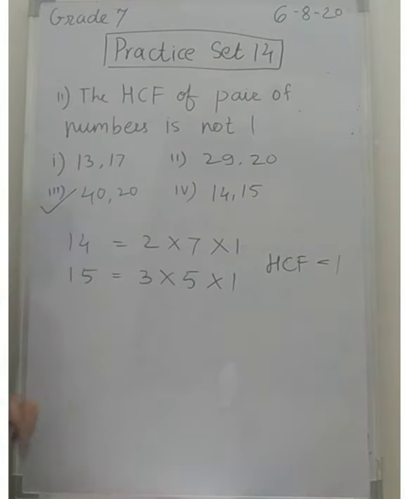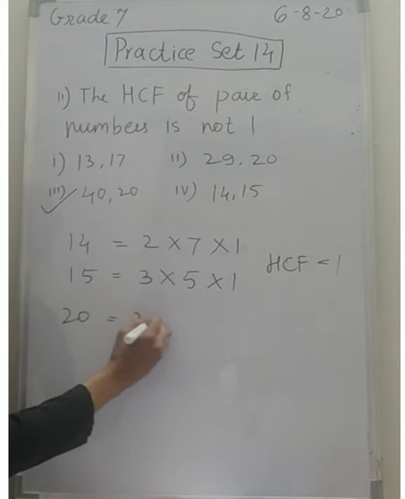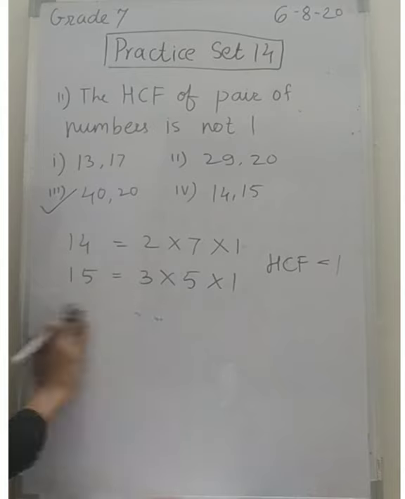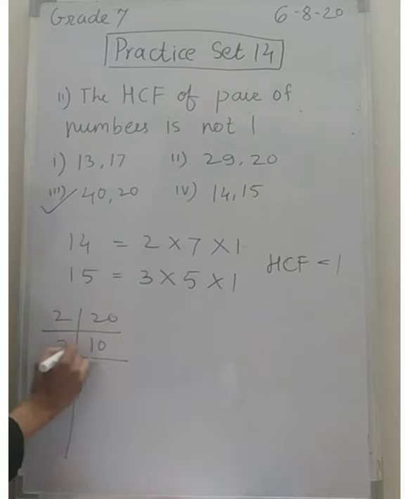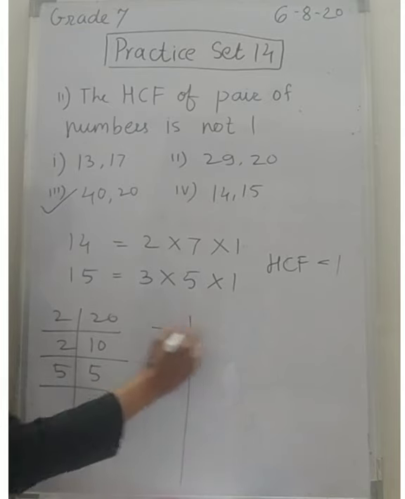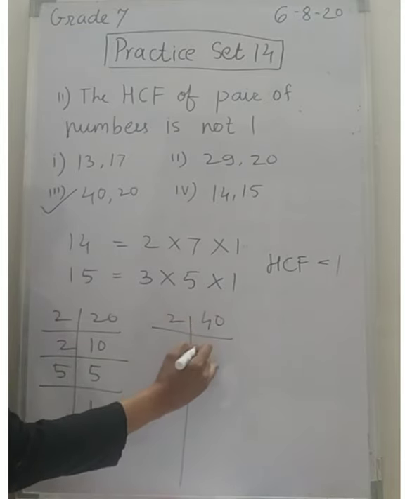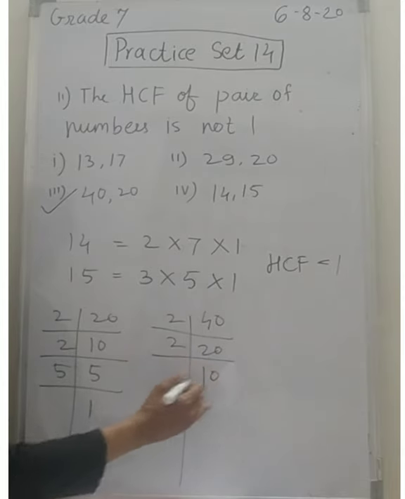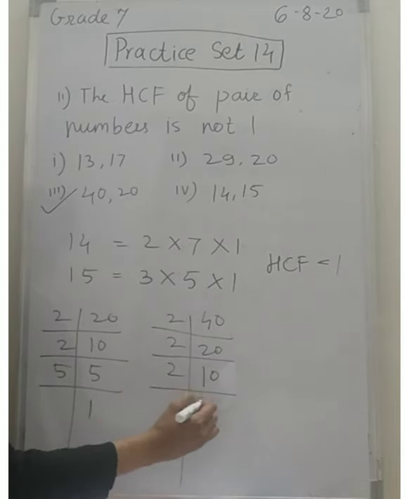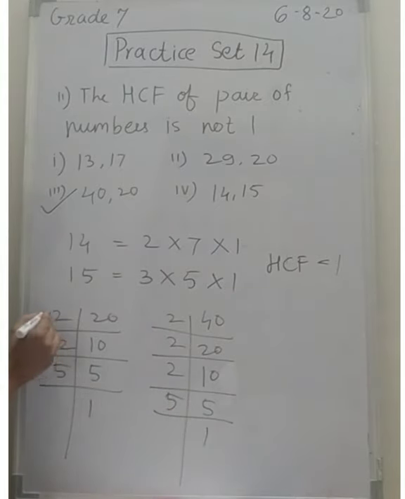They have different HCF. If you want to check, you can just find the factors of it. How will you find the factors? 20: 2 tens are 20, 2 fives are 10, 5 ones are 5. And in case of 40, 2 twenties will give you 40. 2 tens are 20. 2 fives are 10. 5 ones are 5. So which are the common factors?